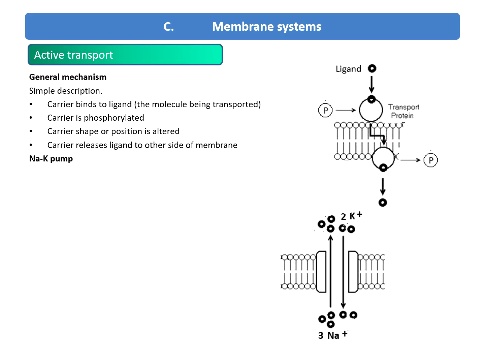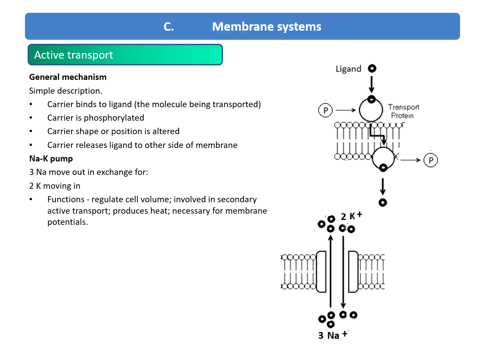What about the sodium pump, properly called the sodium-potassium pump? 3 sodiums are pumped out in exchange for 2 potassiums to move in. The sodium pump is critically important. It regulates cell volume. It's involved in secondary active transport. It produces heat, and it's necessary for membrane potentials, and we'll cover this in some detail when we get to the nervous system.